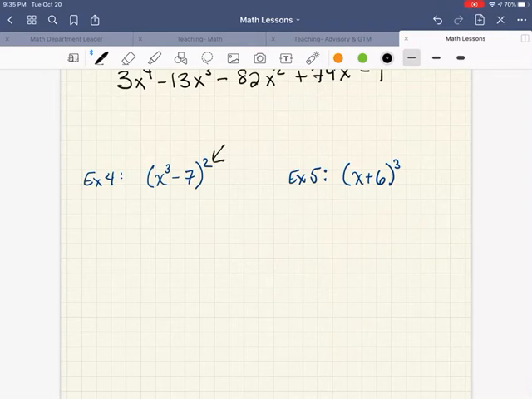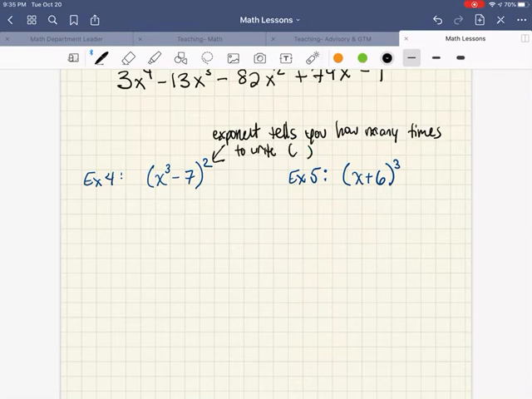So when you have an exponent, the exponent tells you how many times to write it. So write that down: how many times to write whatever's in the parentheses. So 2 tells us we're going to write what's in the parentheses 2 times. Now you can do the box method or you can do distribute. I'll mix it up and go distribute this time.